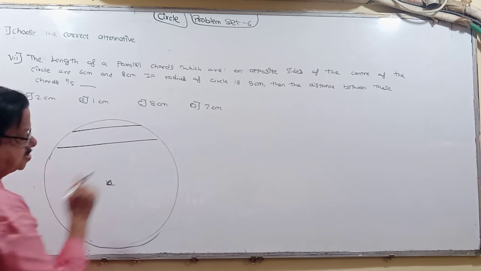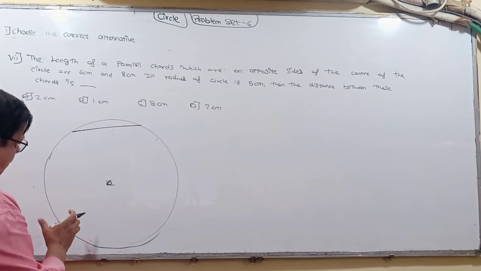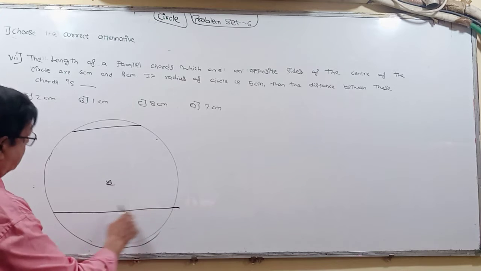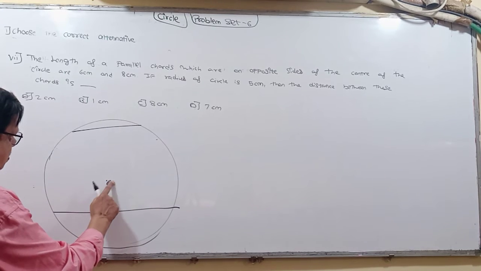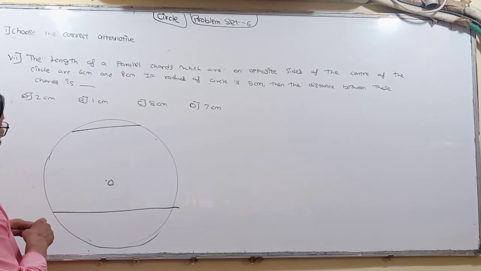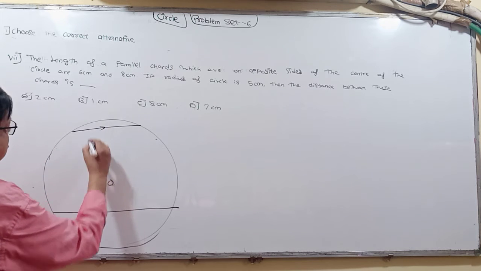They are on the same side. So they are on opposite sides, meaning one is here, one is there. O is the center. And on the opposite side, we will draw the distance between the two chords we want. They said they are parallel. This is parallel to this.